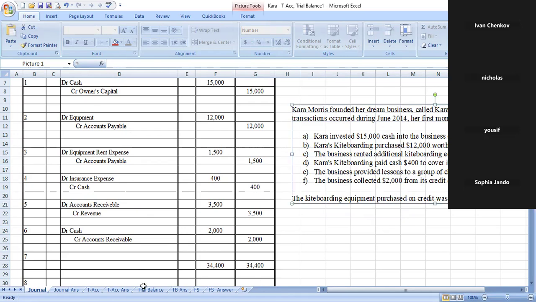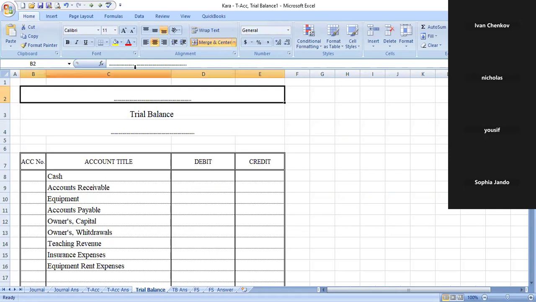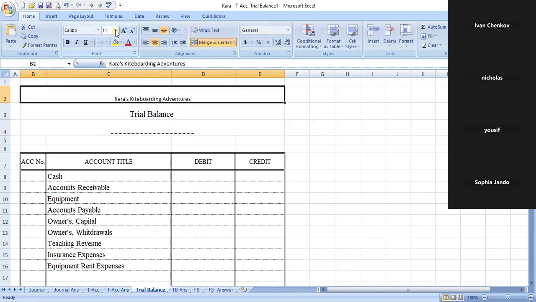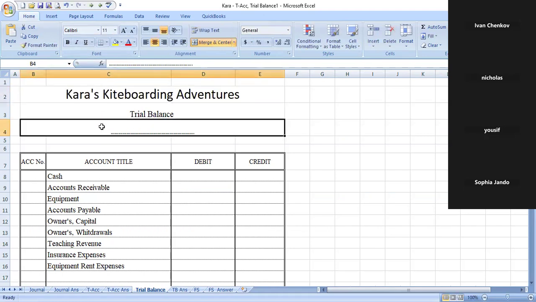On the trial balance, I'm just going to replace those dots with the name. Increase the font, and we have the name. Trial balance, and that will be at June 30th, 20-something year. The year doesn't matter at this point. That's not important.